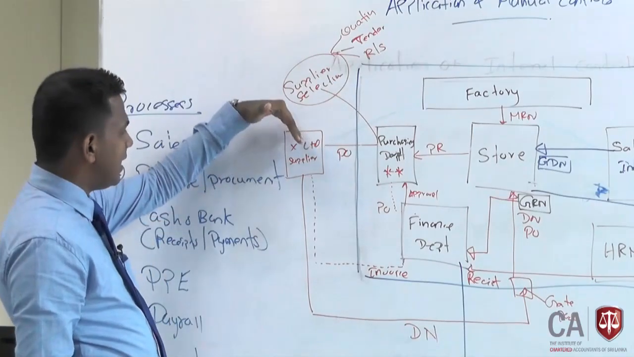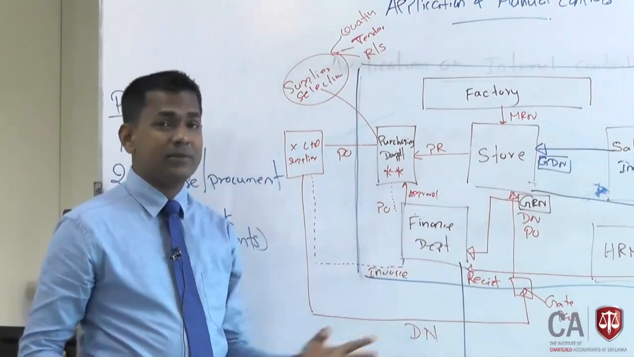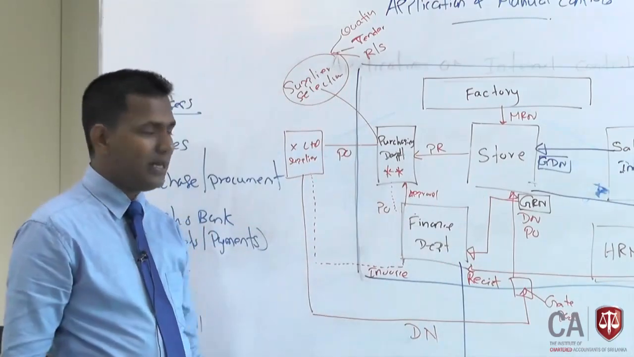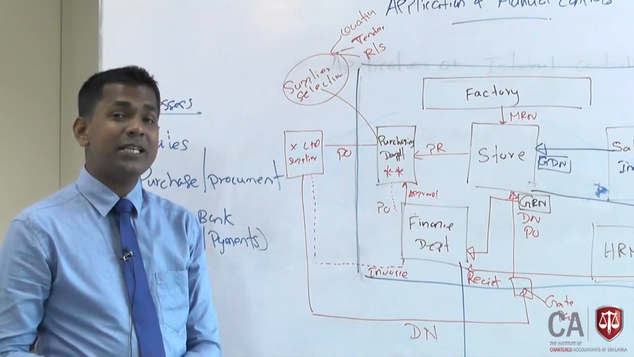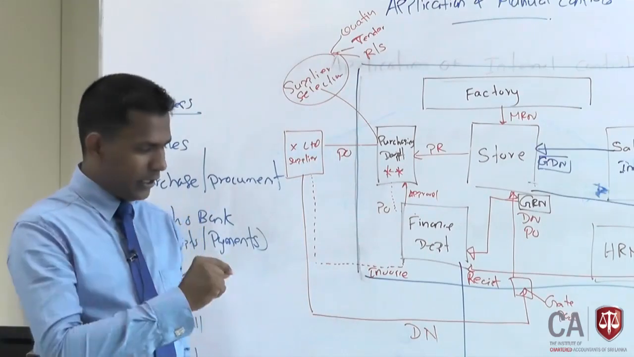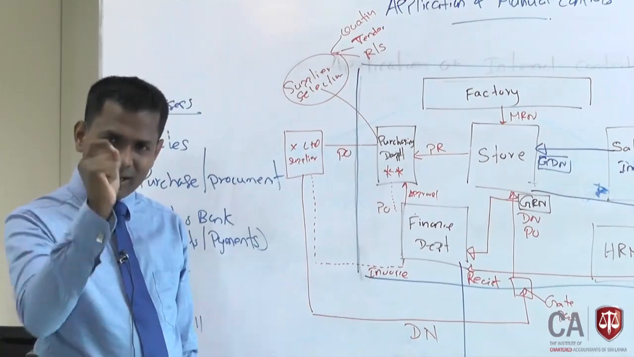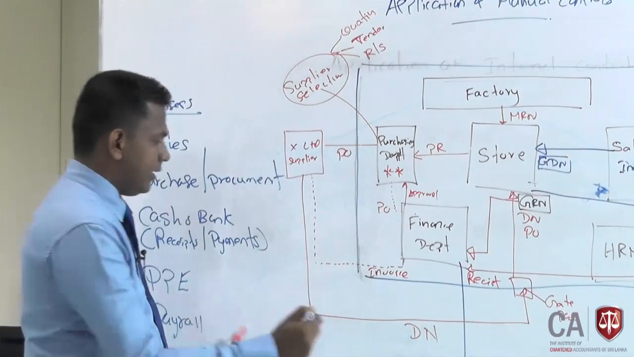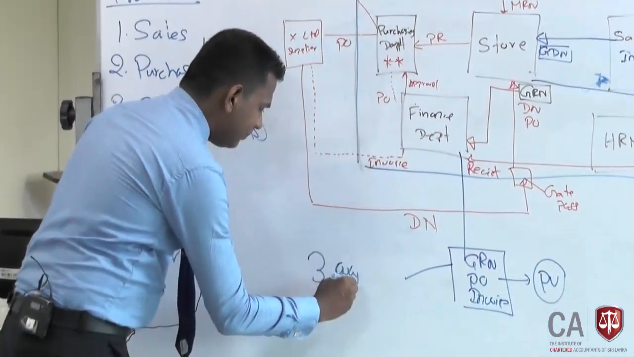So what happens here? Then the goods will be received. At the time the goods are received, the GRN must be raised. The original GRN should go to the finance department. Then the finance department will process the payment. When the payment is processed, remember that there is one thing called three-way control. This is called three-way control. Remember that.